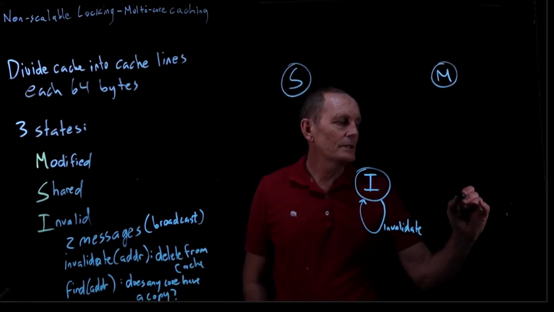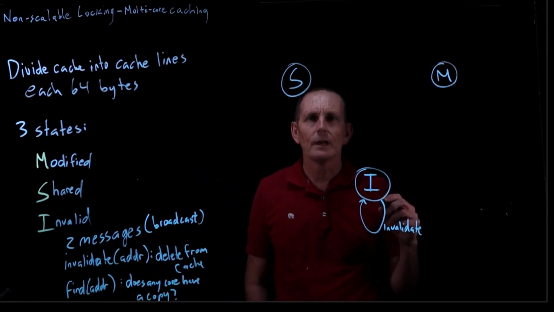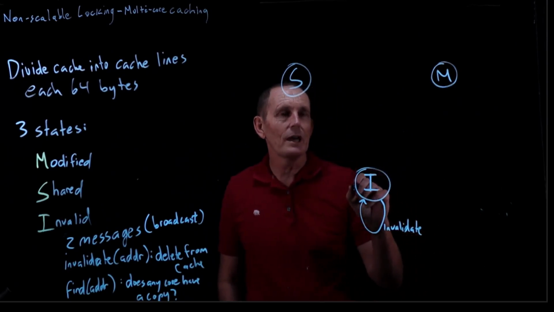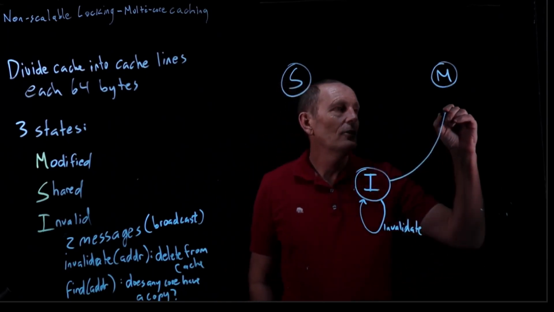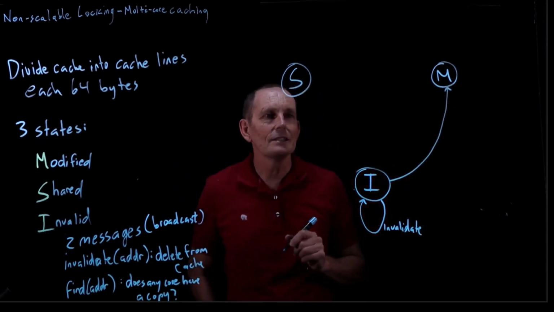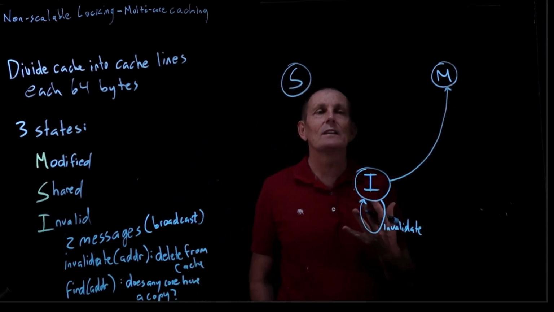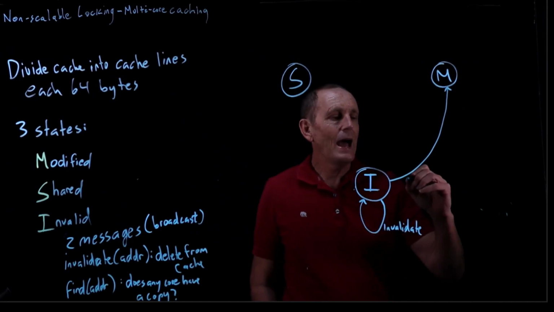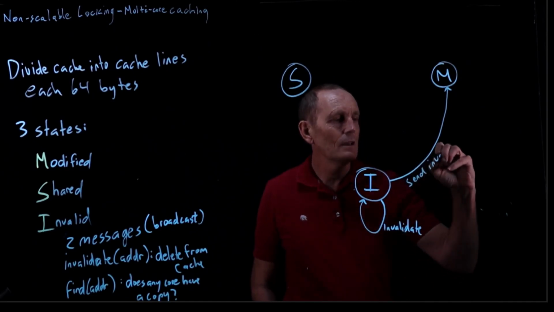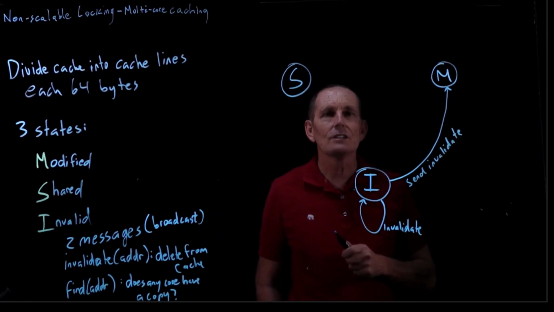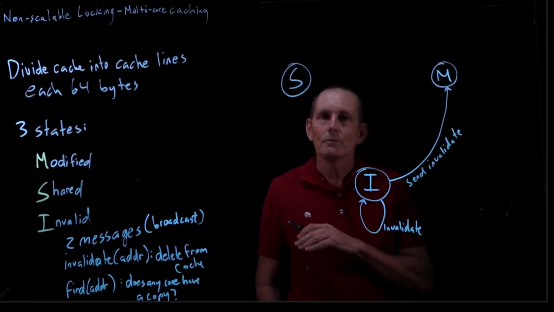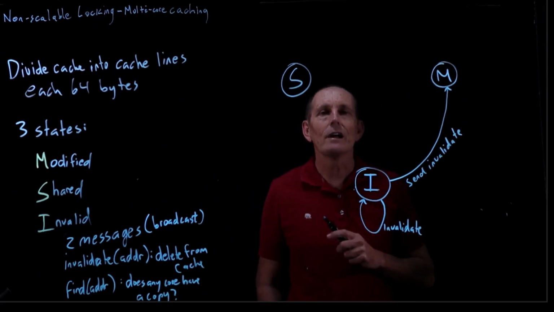So the CPU does a write of the entire cache line. Then what's going to happen is we are going to go to the modified state. Modified state says basically we have a more updated version than anyone else does. As well, we're going to send invalidate. So that's going to say to all other CPUs, your cache line is no longer valid.